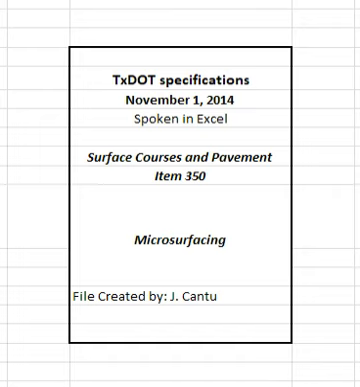Item 350. Microsurfacing. 1. Description. Furnish and place a microsurfacing system consisting of a mixture of cationic polymer modified asphalt emulsion, mineral aggregate, mineral filler, water, and other additives. 2. Materials. Furnish uncontaminated materials of uniform quality that meet the requirements of the plans and specifications.